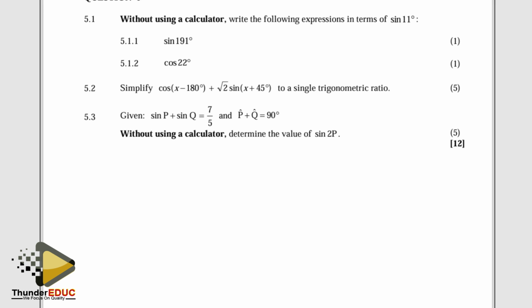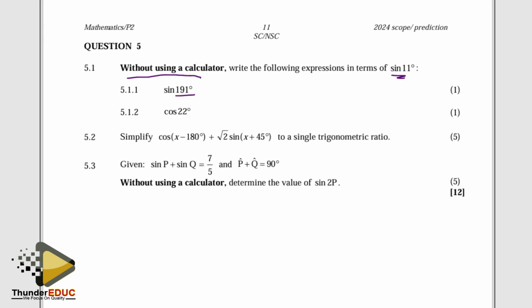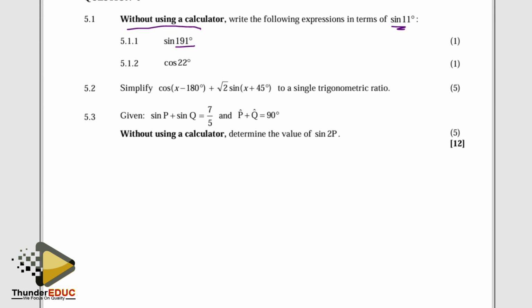Trig. We said it carries most of the marks. 5.1, it's even highlighted. Sometimes we even write it in capital letters and say, without using a calculator, write the following expressions in terms of sine 11. Now our answer has to have a sine 11 within it. So sine 191. So 11 is our reference angle. Okay, 11 is going to be our reference angle.